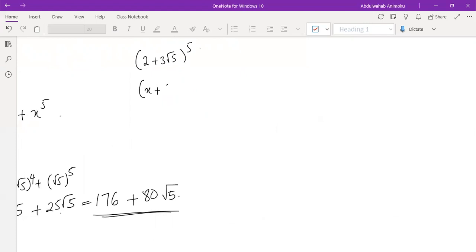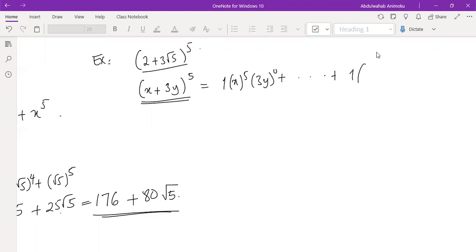So let's say the initial expansion that you have is x plus 3y. So just as an example, let's say this was the problem and you are given to expand this. All you need to do is after you finish expanding this, which is 1x raised to power 5, x raised to power 5, 3y raised to power 0, you finish all the way to 1x raised to power 0, 3y raised to power 5.